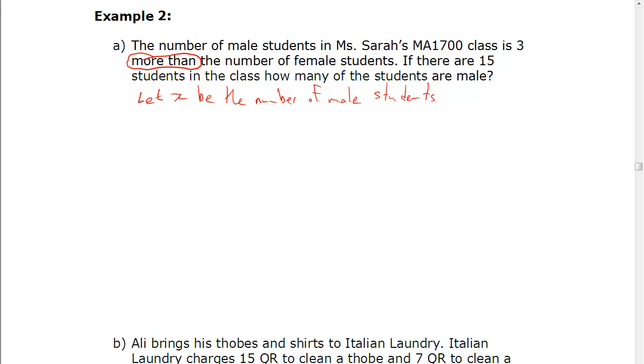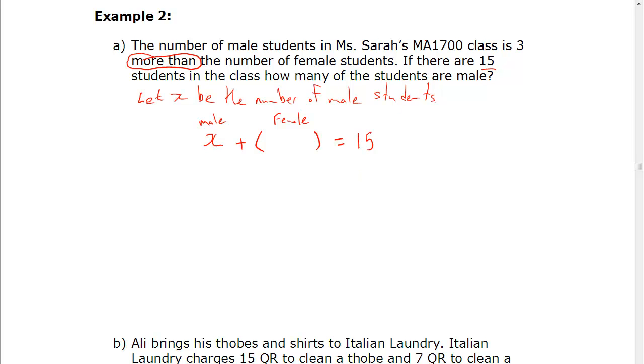Well, what do we know about x? Well, we know that the number of male students is 3 more than the female students. Okay, so here's the number of male students. The number of female students we need an equation for, or an expression for. And if we add the number of male students to the number of female students, we get the total number of students, which is 15.